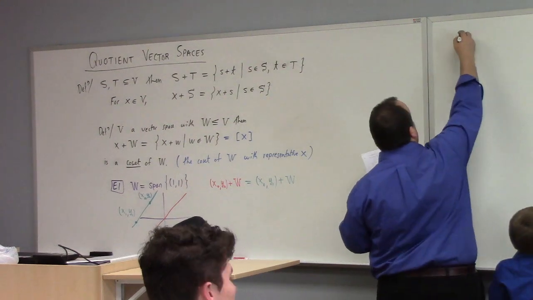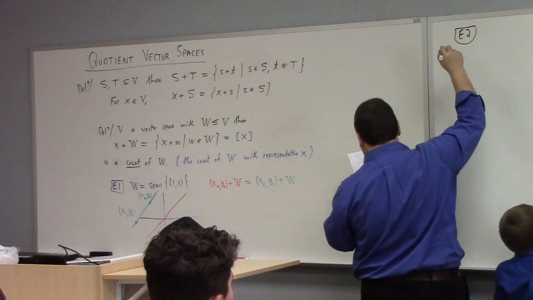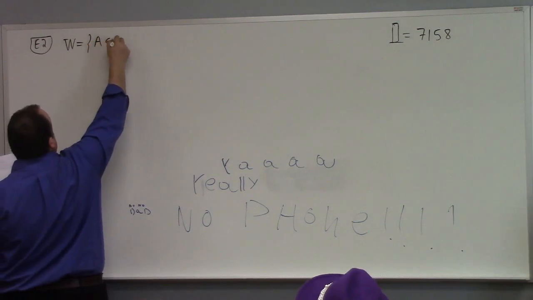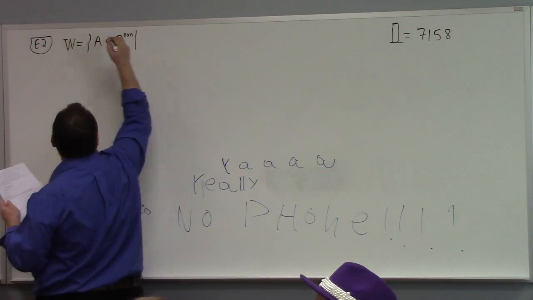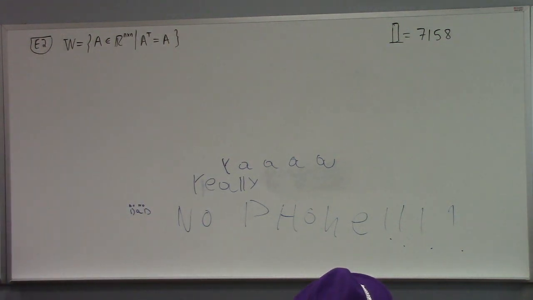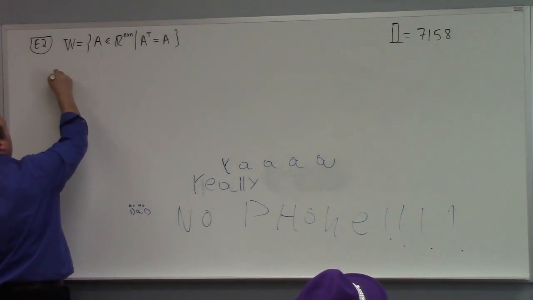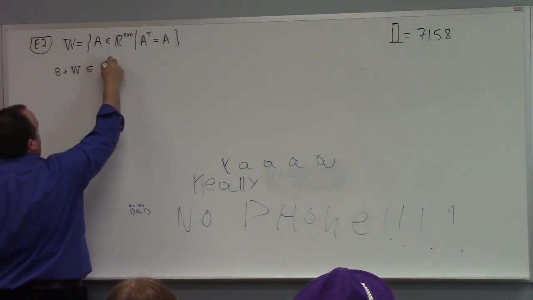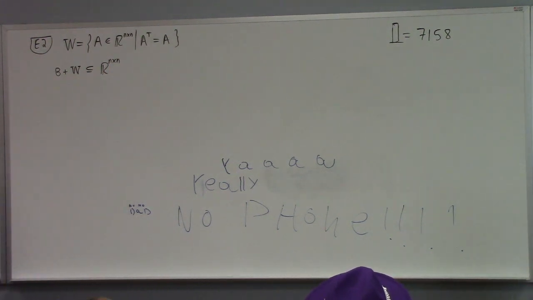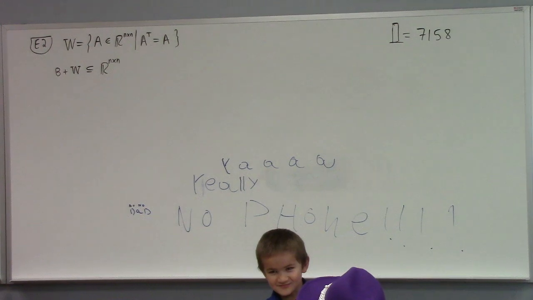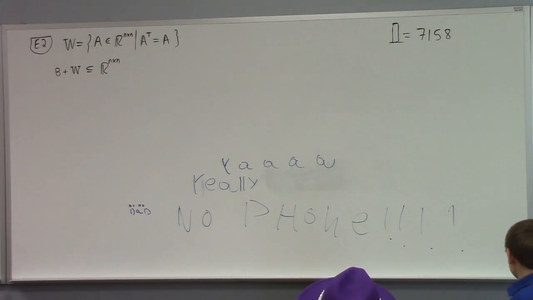Another example would be something like, this one's kind of more abstract. I could say W is the square matrices such that A transpose equals A, right? So symmetric matrices. And then in this context, if I was to look at B plus W, right? This would be a subset of R^(n by n). And it would be in one-to-one correspondence with the set of symmetric matrices, each coset would be, right? So that would be another, I can't picture that one, but you could do that.